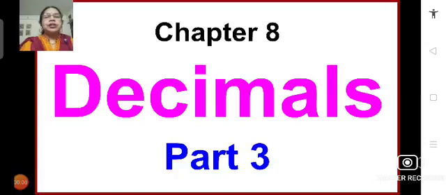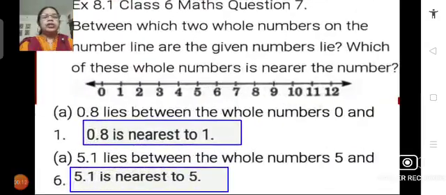In today's session, we are going to solve the remaining problems of exercise 8.1. So let's see what is the next problem. Problem number 7, exercise 8.1. Between which two whole numbers on the number line the given numbers lie? Which of these whole numbers is nearer the number?